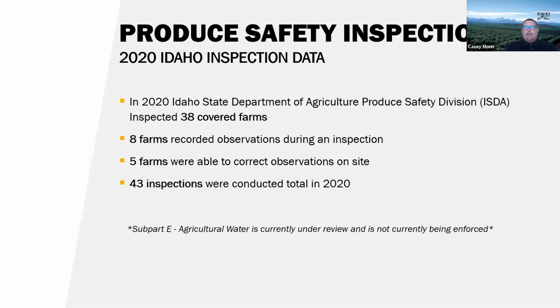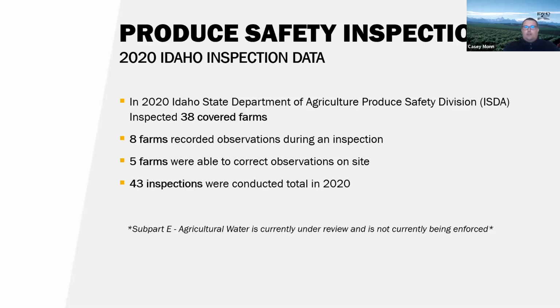Our 2020 Idaho inspection data. From this last year, we got into our small farms. There were a few farms during this period that carried over from our large farms that were re-inspected. So they make up a total of those 38 covered farms that were inspected in 2020. So in 2020, we inspected a total of 38 covered farms.